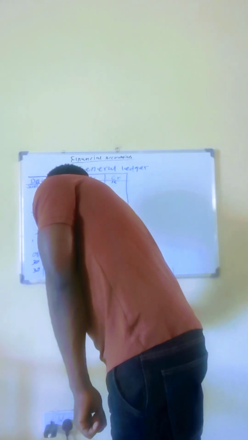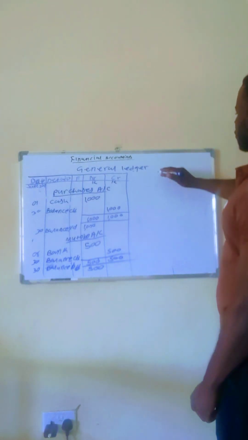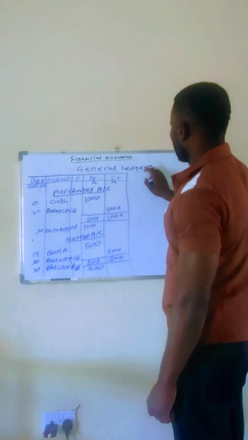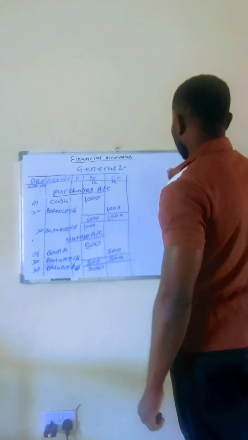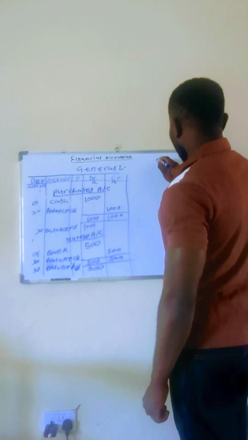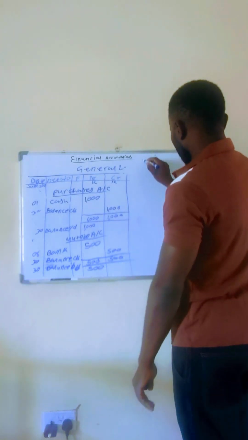So we balance it off like that. Balance brought down. We balance it off like that. End of story. So, continuation. No, this is the general ledger. So we'll continue from here. This is just a continuation.